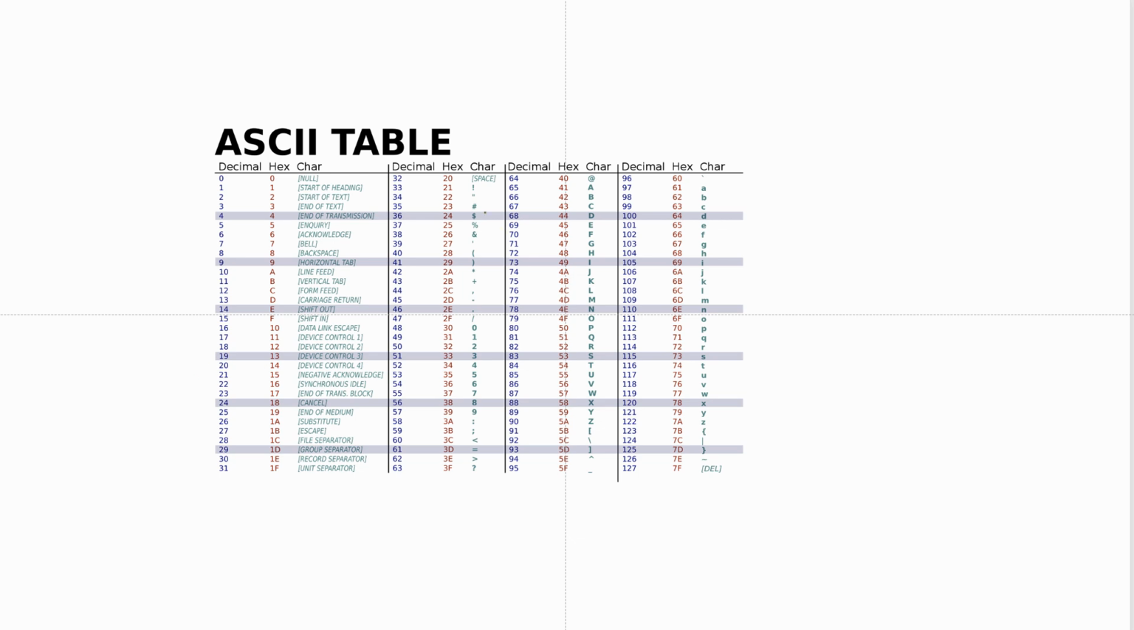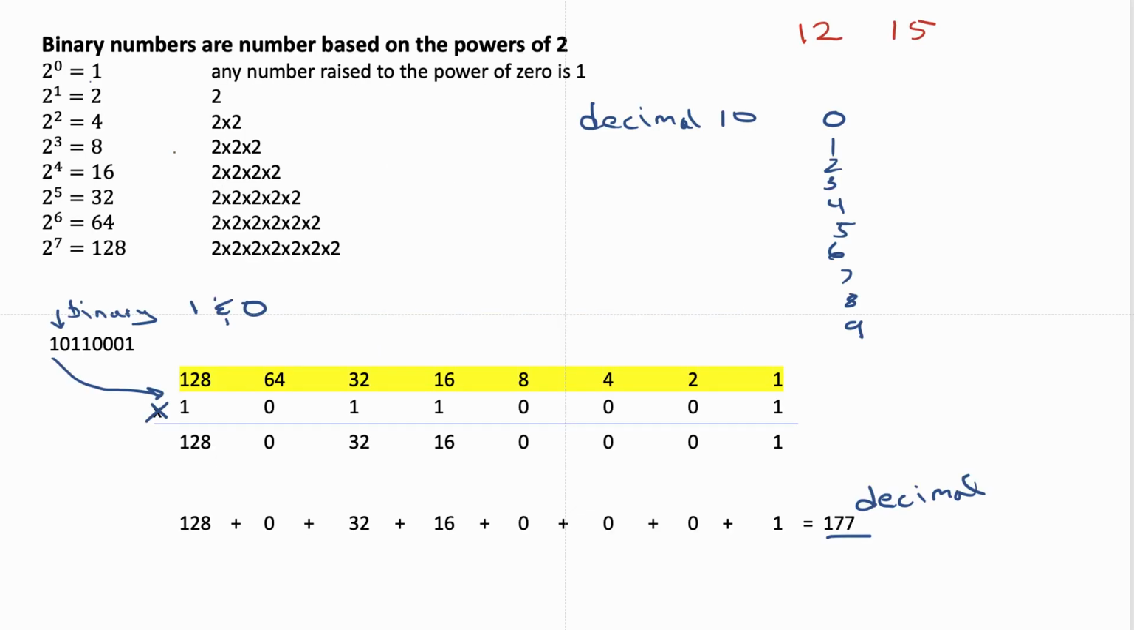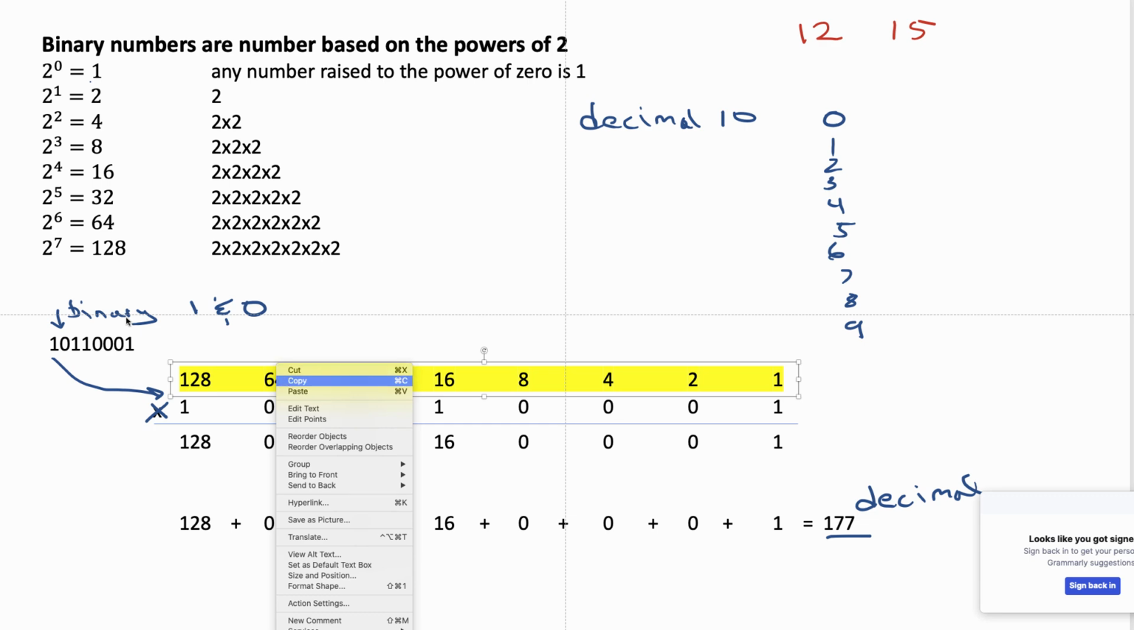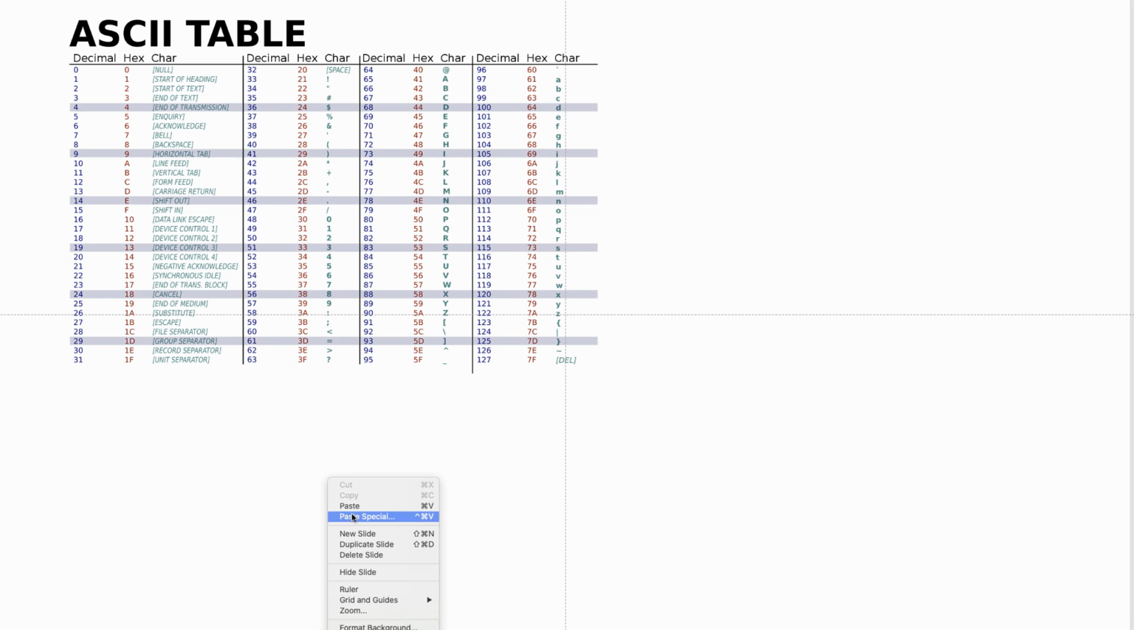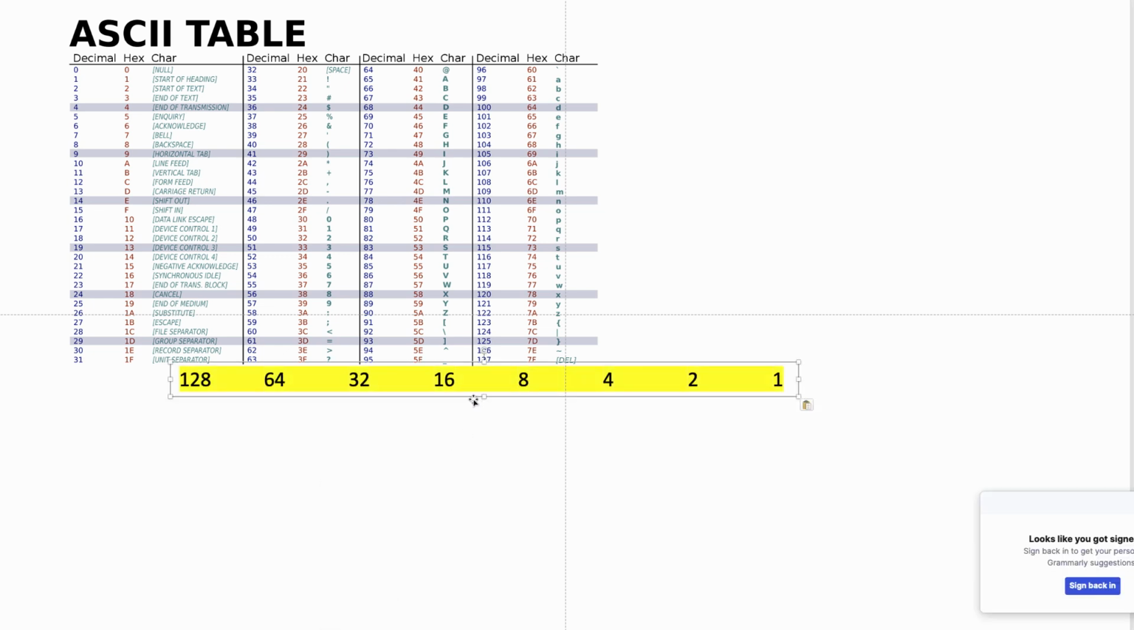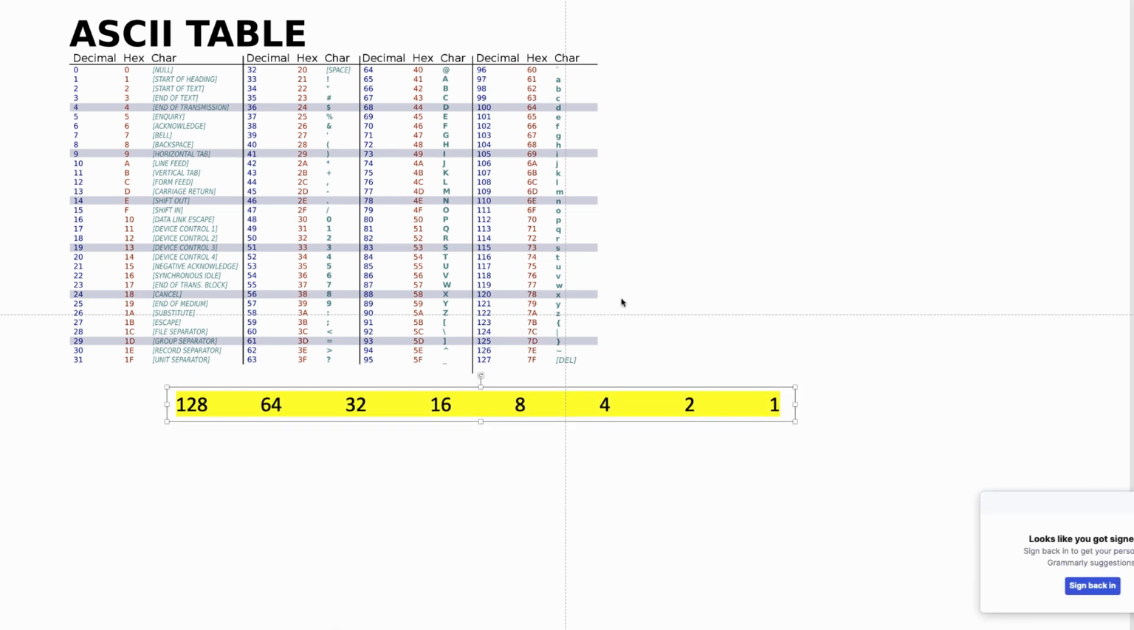Let's say you had, actually, let's just do one right here. Let's copy this here. Copy. And then move this up a little bit, and then paste it. And let's say you had the binary number 0, 1, 0, 0, 0, 0, 0, 1. Okay? That was your binary number.